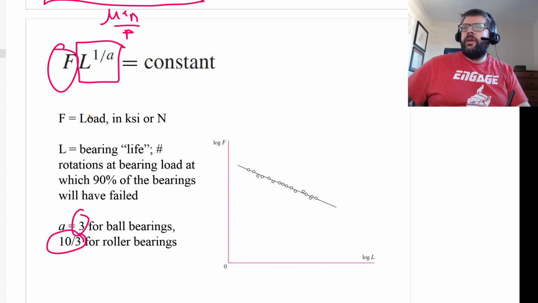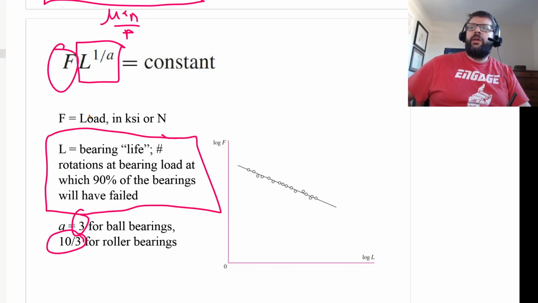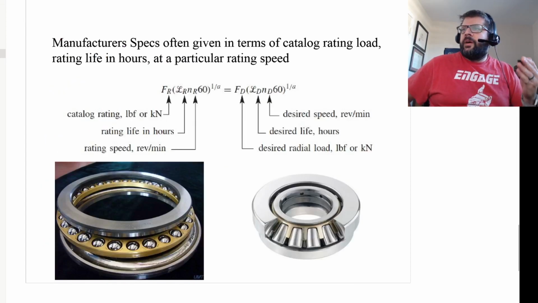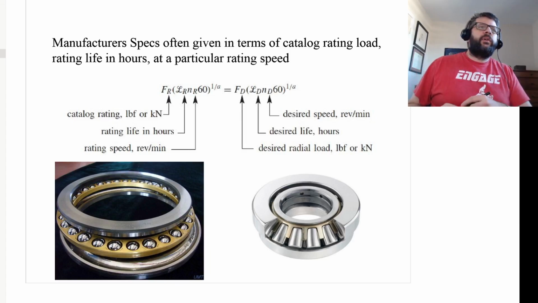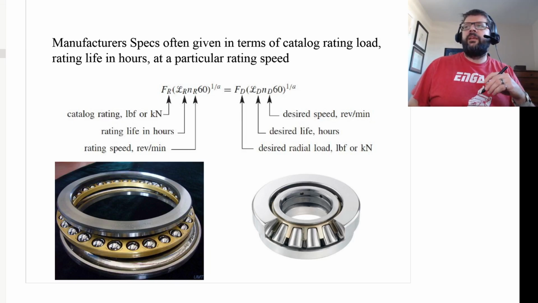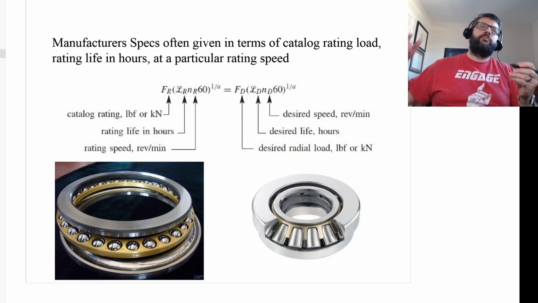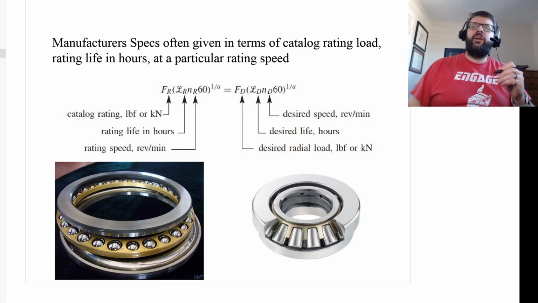That bearing life is basically the number of rotations, and they're typically measuring how many rotations until 90% of the bearings at that load have failed. Generally speaking, when you're working with your manufacturers, they're going to give specs in terms of what we call a catalog rating load. That'll be basically the load at which they measured the performance of this bearing, and they will tell you how long that bearing is rated to last at that load.